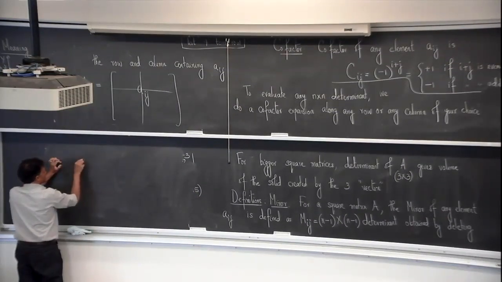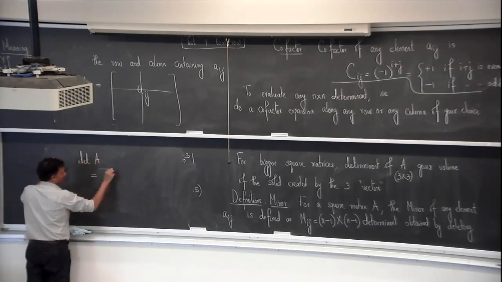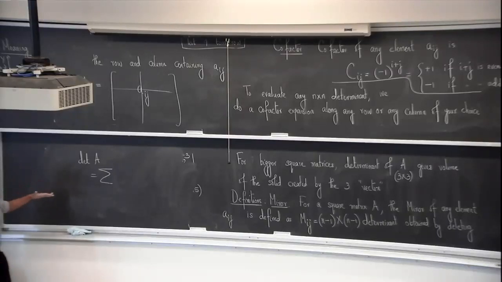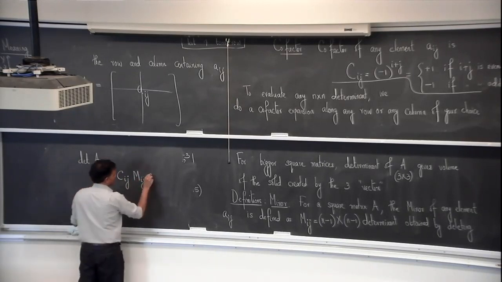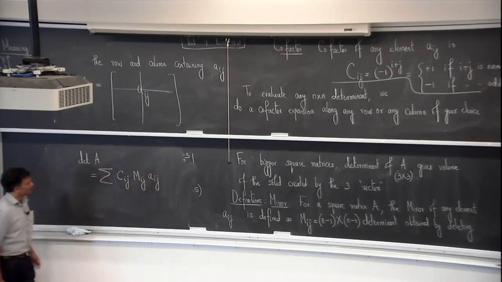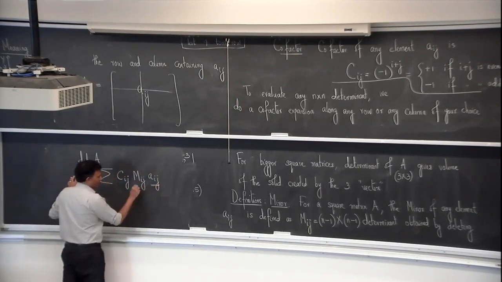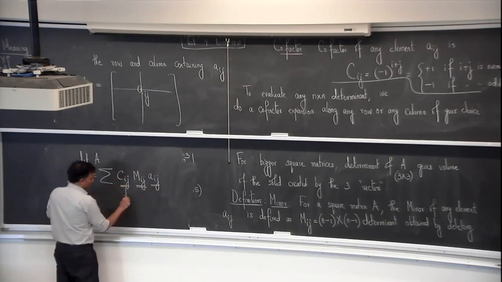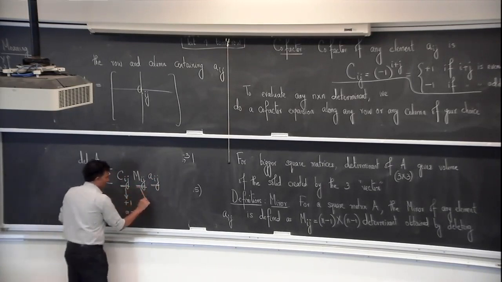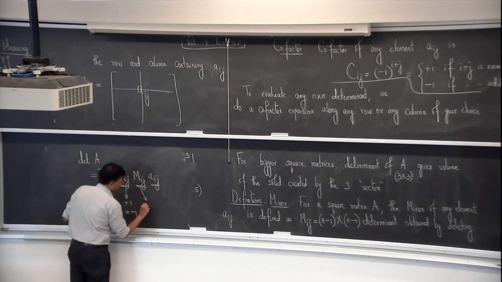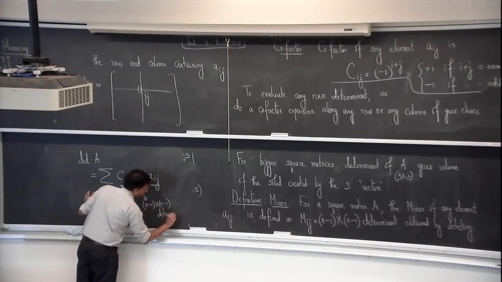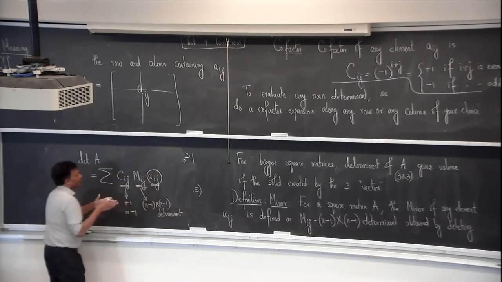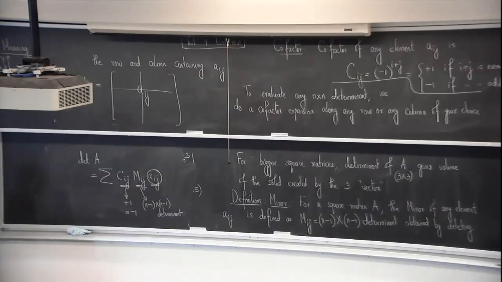So in general, the determinant of A, this is the cryptic notation for it, is the summation of Cij times Mij times aij. So what you're doing is taking each element, multiplying it with its minor and the cofactor. The cofactor is just either positive or negative 1, depending on the position of the element. The minor is going to be a next smaller determinant, n minus 1 by n minus 1. And this is the element of that particular row or column that you're picking.